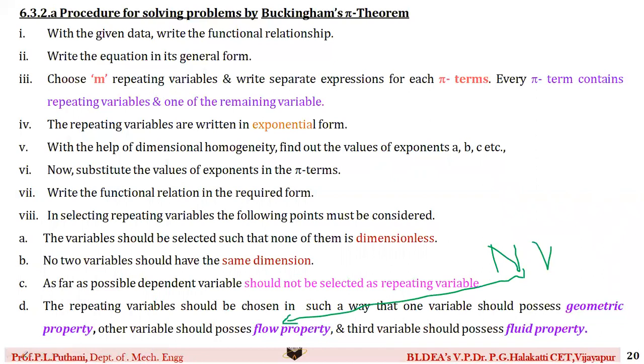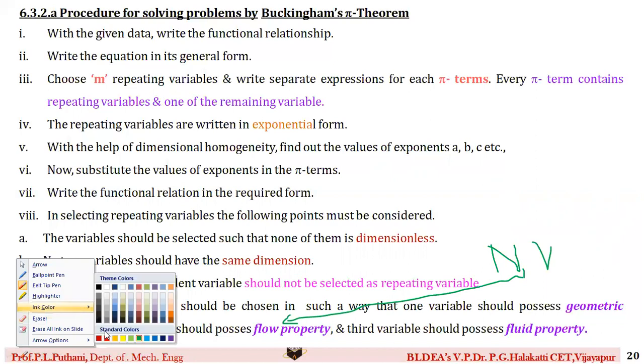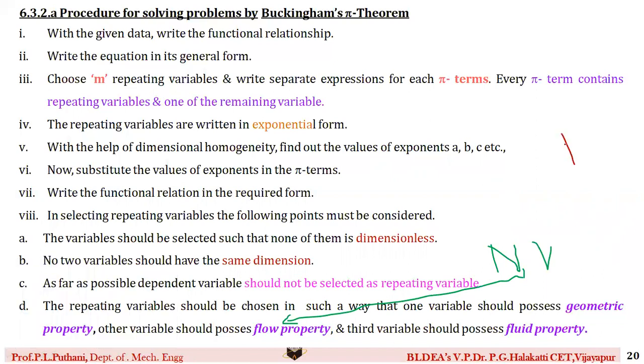And the remaining variables, such as pressure, density, viscosity, which are nothing but the fluid properties, come under these characteristics, that is, the fluid properties.